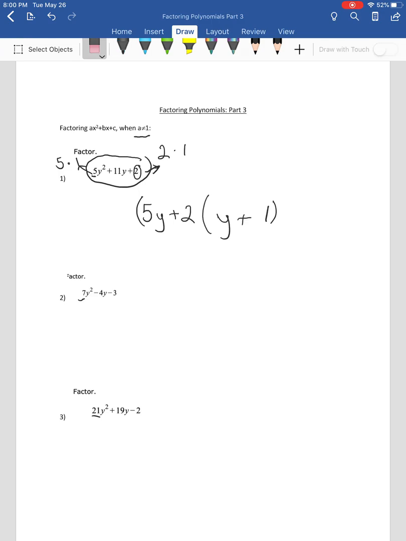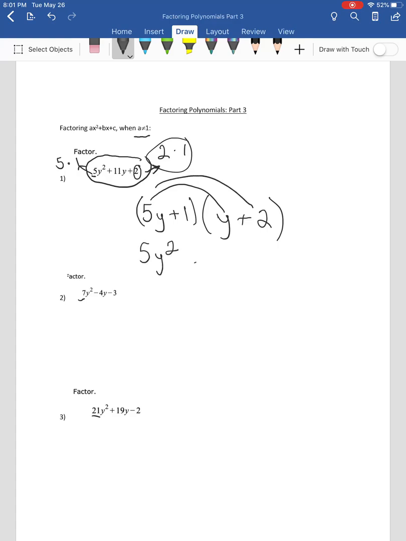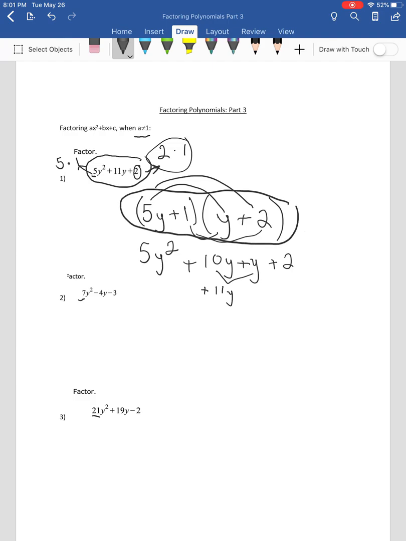So what I'm going to do, we can switch the 2 and the 1, all right? Because we know we have to have the 2 and 1 in there somewhere. The 2 might go with the y, the 1 might go with the 5y. Let's try that. Okay, so we're going to go 5y plus 1, and then y plus 2. Let's see if that works. 5y squared plus 10y plus y plus 2, and there's our 11y, okay? So that's going to be the answer.